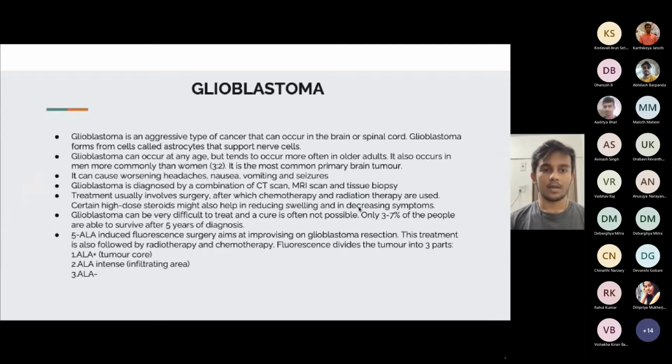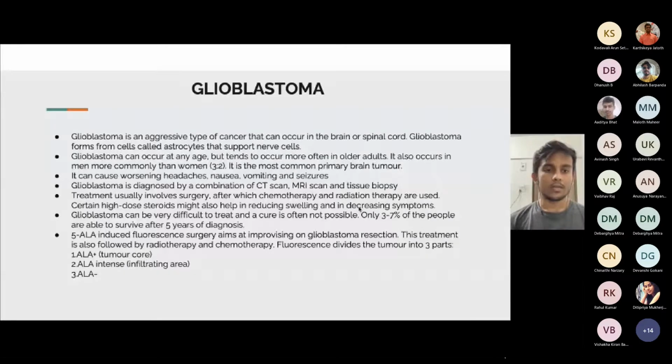Glioblastoma forms from cells called astrocytes, which are basically nerve support cells. Glioblastoma can occur at any age, but it tends to occur more often in older adults. That too, it occurs more in men than women with a ratio of 3:2. It is also the most commonly occurring primary brain tumor. It can cause worsening headaches, nausea, vomiting, and seizures.